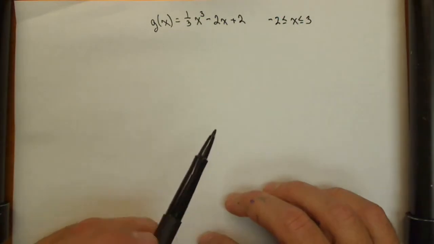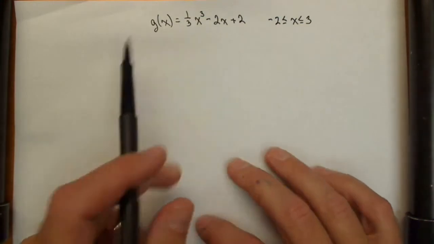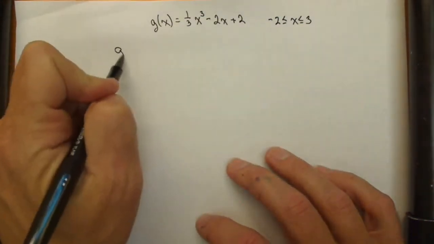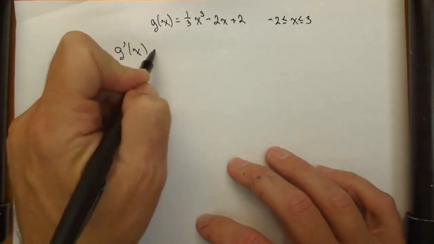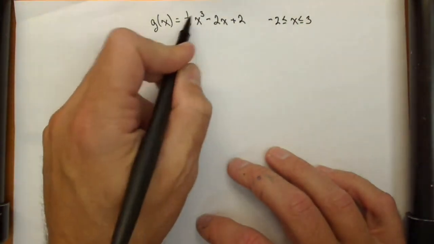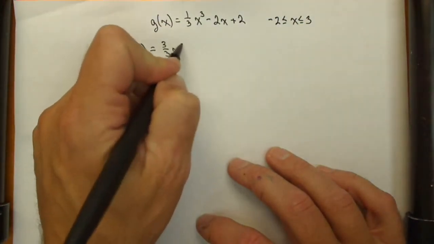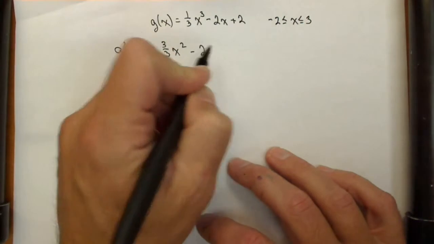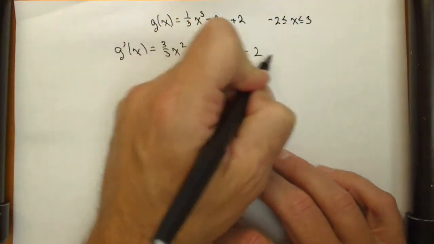In activity 3.7, we're looking at the function 1/3 x cubed minus 2x plus 2. And first thing we're going to do is find all the critical values in the interval from -2 to 3. So g prime of x, we have a power rule here. So we have 3/3 x squared minus 2, or just x squared minus 2.